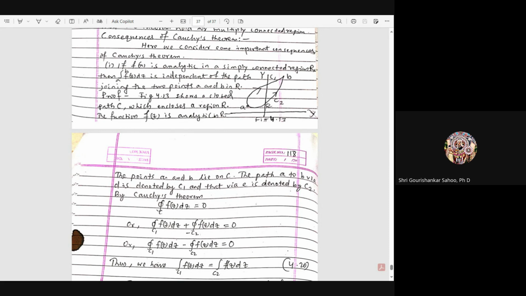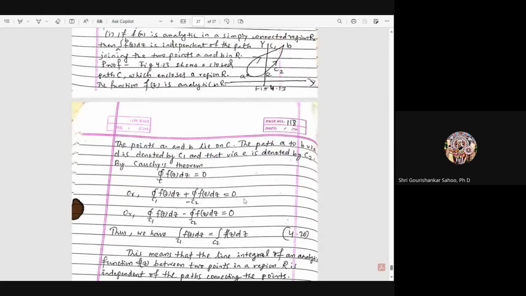In figure 4.13, you have a closed path C from A to B, which can have two parts, one from A to B through a path C2 and another from A to B through a path C1. The closed path encloses a region R. The points A and B lie on C. The path A to B via D is denoted by C1 and via E is denoted by C2.